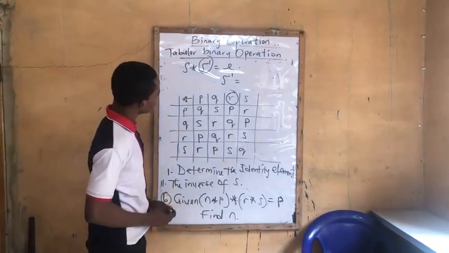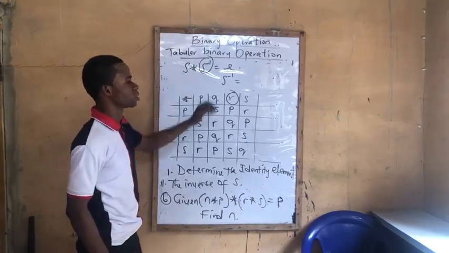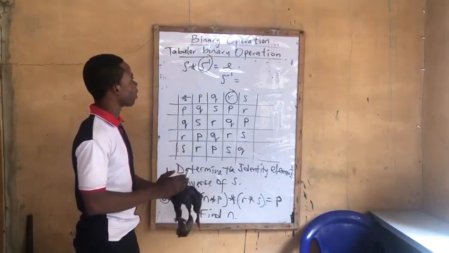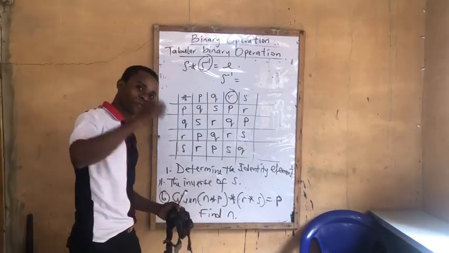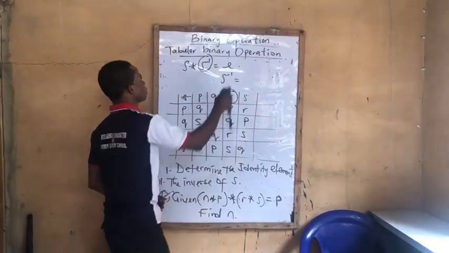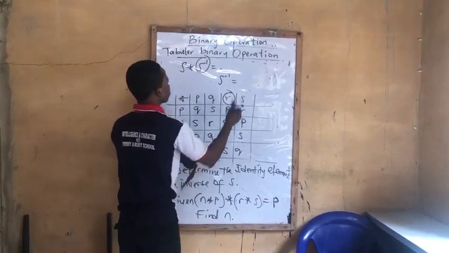Now, let's use this table to analyze it. Do not forget that we've gotten our identity. Our identity is R. That's why I said there is no way you can get the inverse first. You have to get the identity first, and only later get the inverse. Now, I've gotten my inverse. Don't forget, my identity is R.